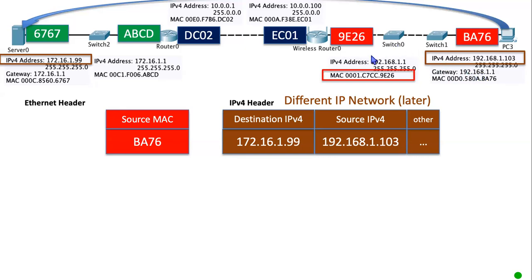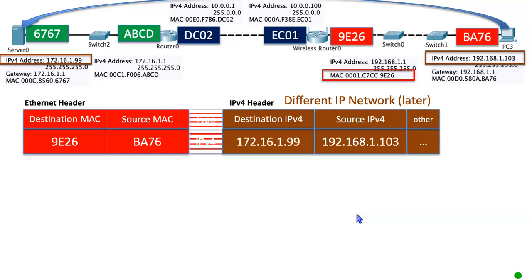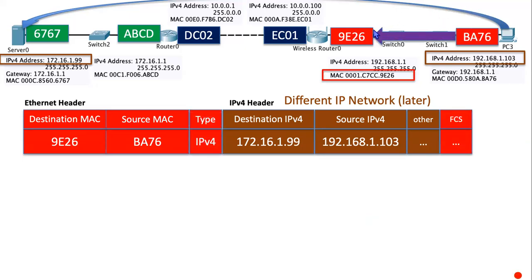Its local default gateway, this router here, 192.168.1.1, it has this MAC address. It ends in 9E26. So it's going to send it from this NIC card to this NIC card on the same side of the router. Now, when this wireless router receives it, let's say it's like a home router, that's what your home router does. It receives it, says, oh, 9E26, yep, that's me.